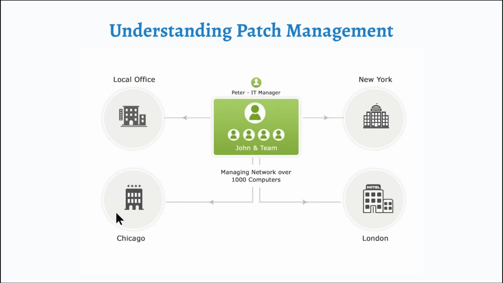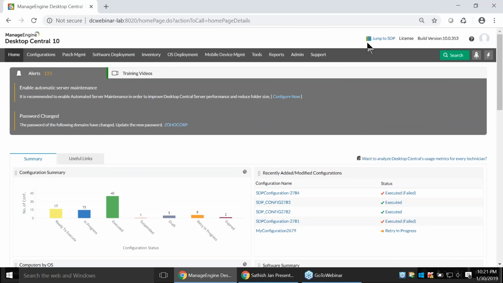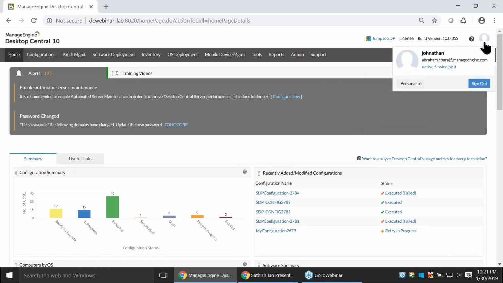His requirement is to test and deploy the patches which were released last month to all his hotels on a periodic basis. Once the deployment is done, John should share the report with Peter, who is his IT manager. So let's see how John and team achieve this objective using Desktop Central. For that, I'm going to log into the Desktop Central console as John. So I've logged in as John, who is the administrator for this account.